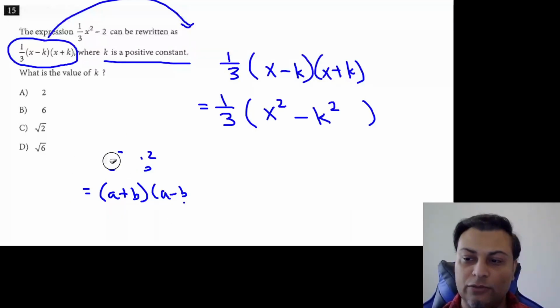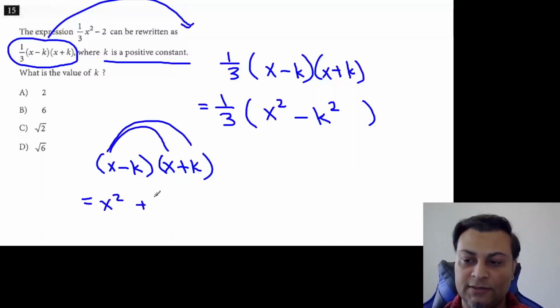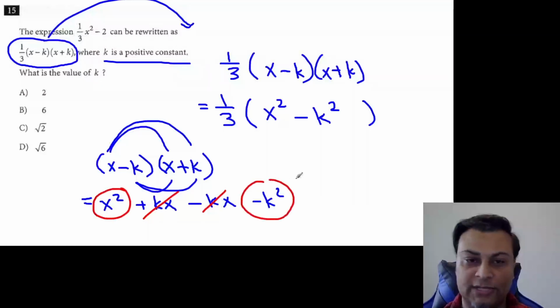But I'll also go over how to expand it manually. (X minus k)(x plus k) is x squared plus kx minus kx minus k squared. And these two middle terms will add to 0. So you end up with x squared minus k squared, and that's what I put up there. Okay. So let's clear that out.